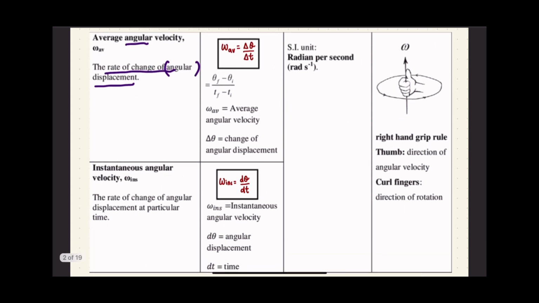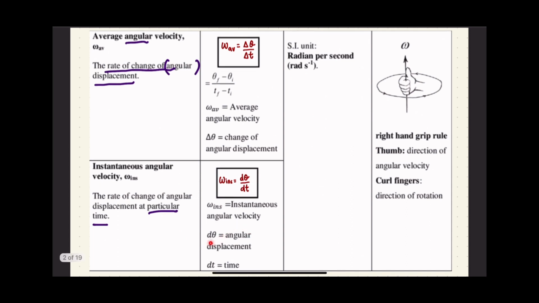Next is instantaneous angular velocity. As you remember, the word instantaneous refers to a particular time: the rate of change of angular displacement at a particular time. So our formula becomes d theta divided by dt, meaning angular displacement per time. Usually we will differentiate. If an equation is given, we differentiate based on what is wanted, whether omega or alpha. We will see this later as I have prepared an example. The unit is radian per second.